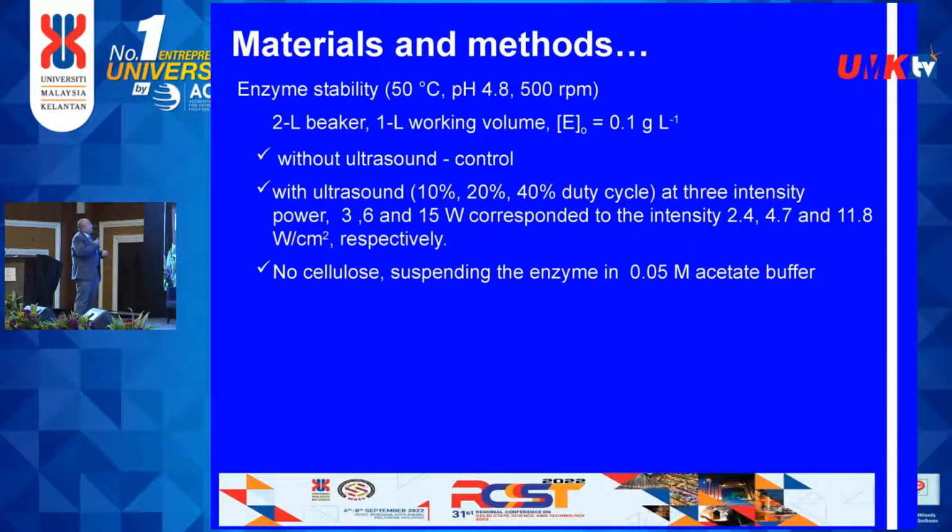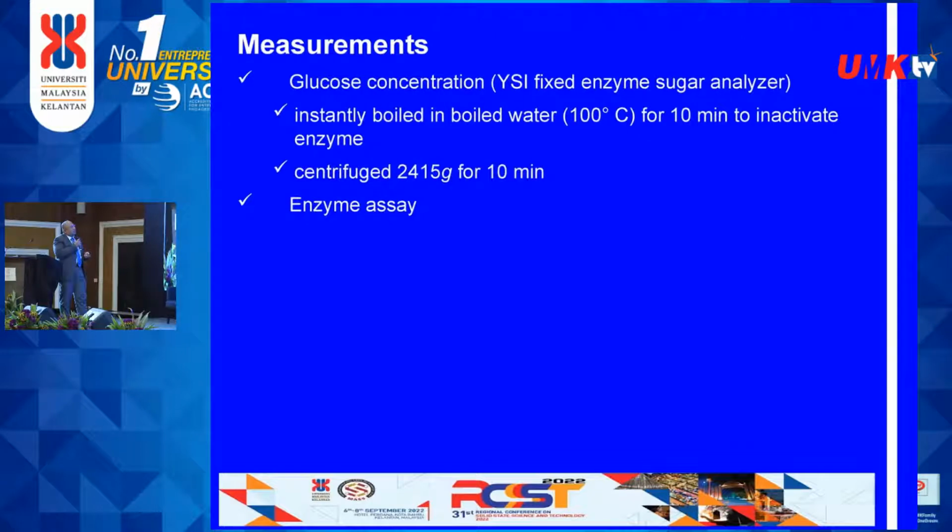For the measurement, I think it's quite straightforward. For the glucose concentration, we still use the YSI fixed-enzyme sugar analyzer. After harvesting your sample, immediately immerse it in boiling water at 100 degrees Celsius for 10 minutes to inactivate the enzyme, just to make sure you denature or kill the enzyme. Then you can check the glucose production. Centrifuge at 2415 g for 10 minutes and do the enzyme assay.